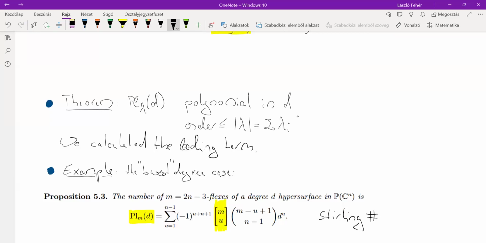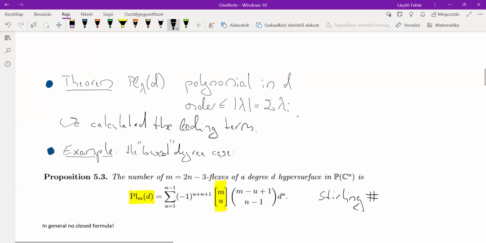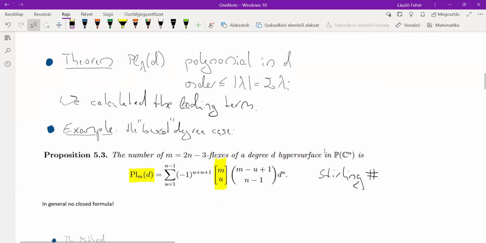Yeah, I will talk about Stirling numbers in a moment. So in general, there are no closed formulas for these polynomials, and I don't expect that somebody else will find them. These are complicated, and I will explain why these formulas have to be complicated.